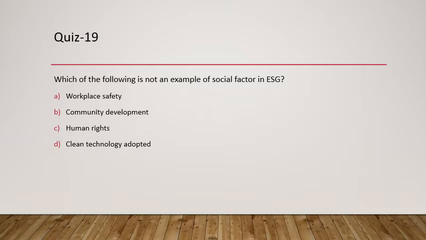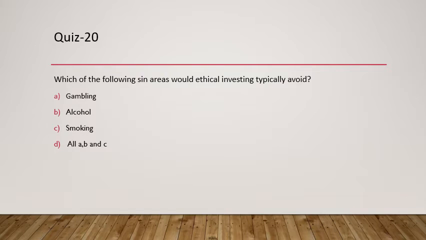Question number 19. Which of the following is not an example of a social factor in ESG? ESG is basically made of three sets of factors: environmental, social, and governance factors. Within social factors, you have many sub-items. Workplace safety is one of them. Community development is another. Human rights is also there, but clean technology adoption has to do with the environmental factor. So now we will be completing 20 questions after this.